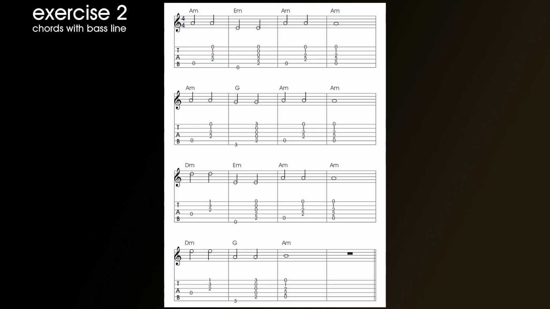Here's exercise 2 played at 90 beats per minute with the usual 2-bar introduction.